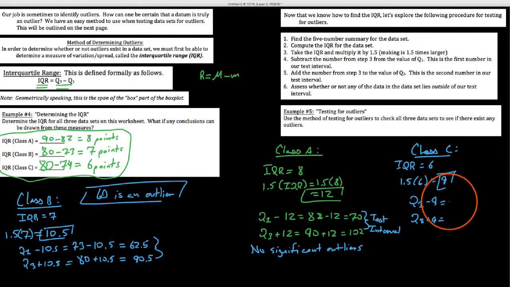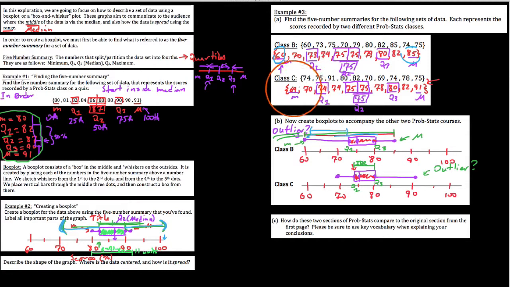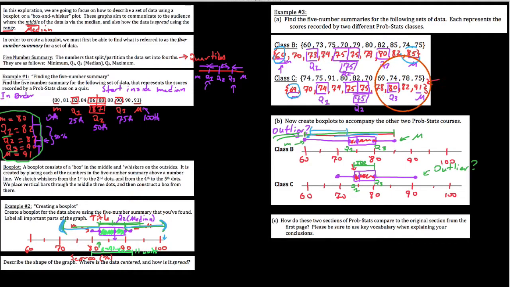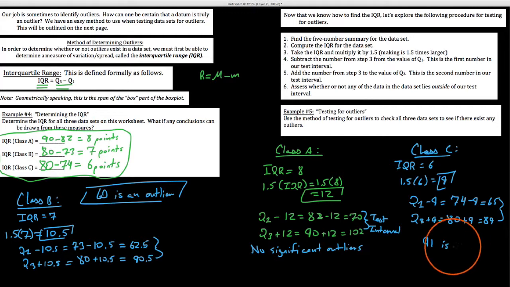Our Q1 here is this 74, so 74 take away 9 is 65. And then our Q3, which is at 80 over there, 80 plus 9 is 89. So this is our test interval. Were there any scores less than 65? There were no scores less than 65. We had one close to it. Were there any scores greater than 89? 82 wasn't, but 91 was. So 91 is an outlier. Okay, and this is how you test for outliers. Cheers.